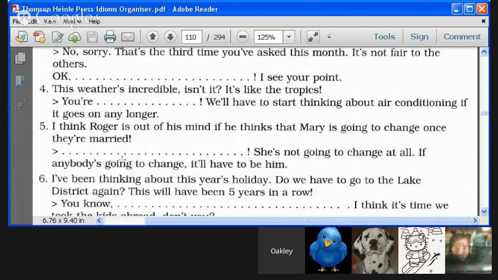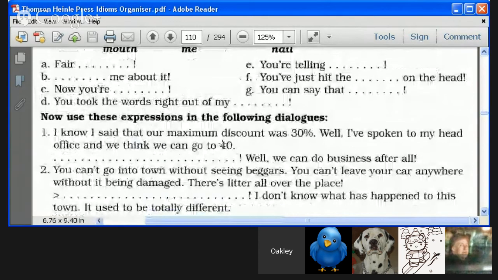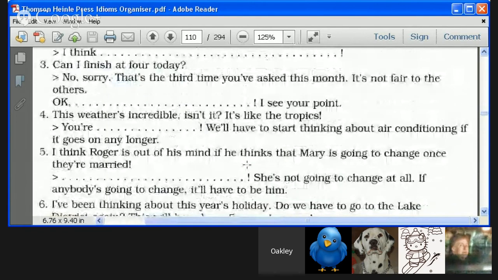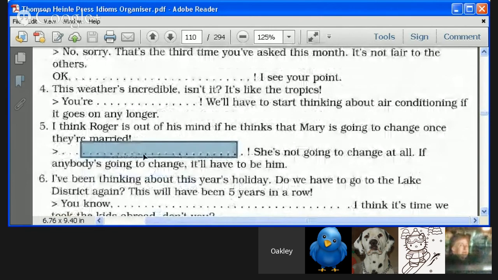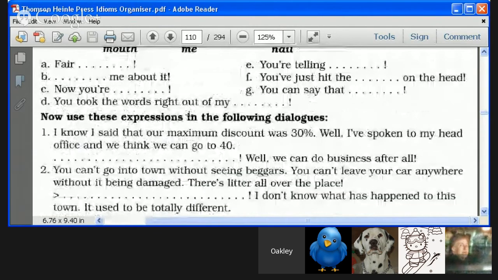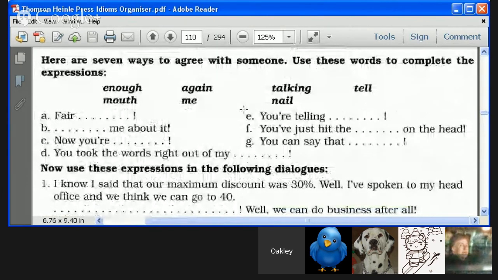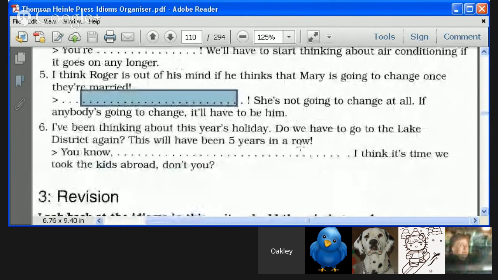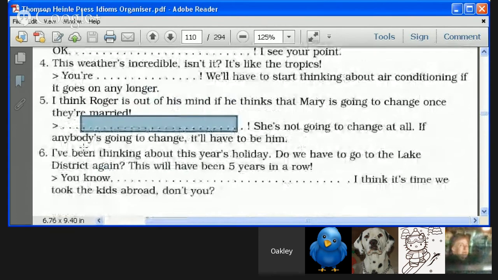Okay. Looking at the next exercise. "Tell me about it." She's not going to change it at all. Yeah, okay. All right. Again, it indicates you're telling me something I already know and experience, so I agree. Both of those are very similar. "Tell me about it" and "you're telling me" mean pretty much the same thing. Yeah, I know. Okay, Heidi, looking at the last one then.